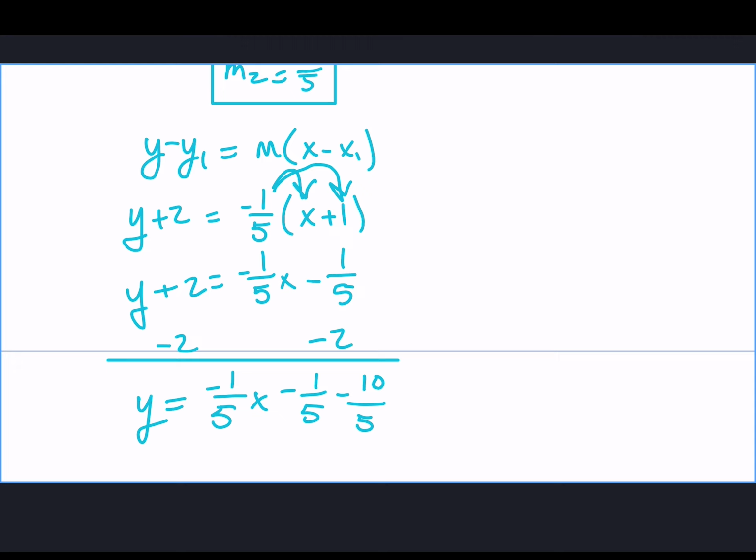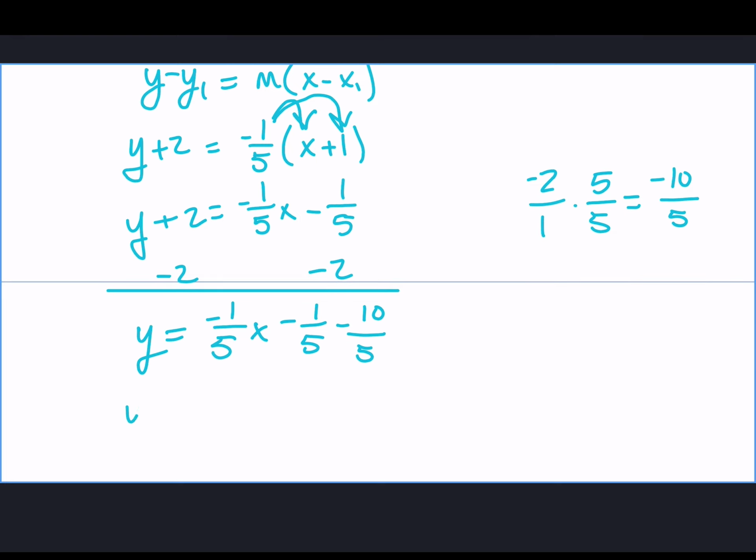Wait, how do we get there again? How do we get to -10 over 5? Okay, so we need it to be in fifths, right? So 2 over 1 times 5 over 5. Sorry, it's -2 anyway. So -10 over 5. In the calculator, -1 over 5 minus 2 would give us -11 over 5, yeah. So, y equals -1/5 x, and negative 1/5 minus 10/5 is negative 11/5.